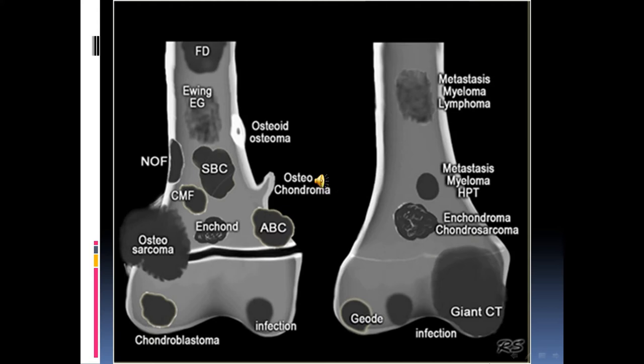This image shows that different pathologies of bone can be seen in different sites of the bone. Also, we can see that the image on the right side is a mature skeleton. Why? Because the epiphyseal plate is fused. While on the left side, we can see an x-ray of a bone of an immature skeleton, because there is no fusion of the epiphyses.